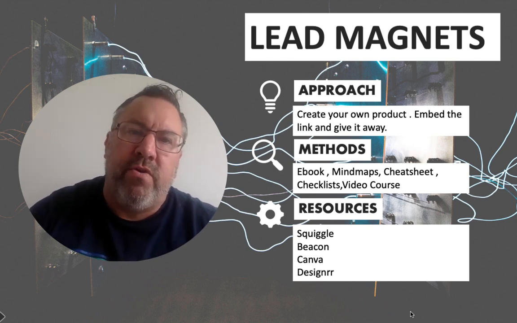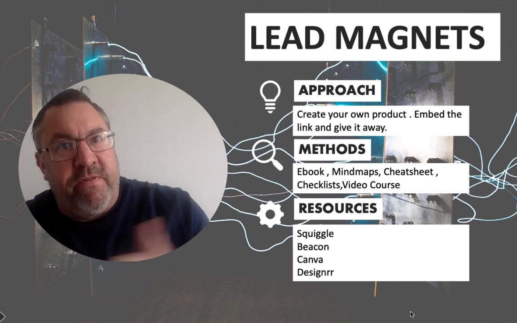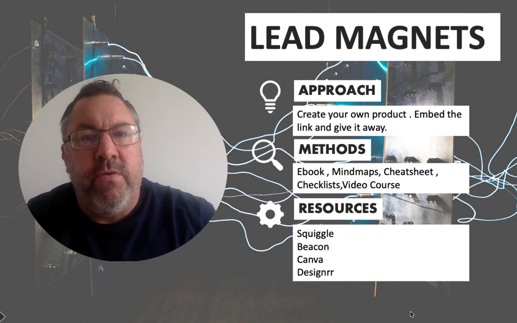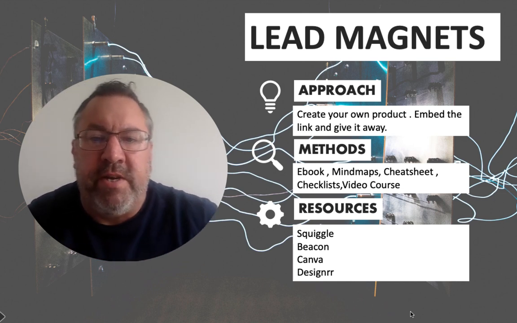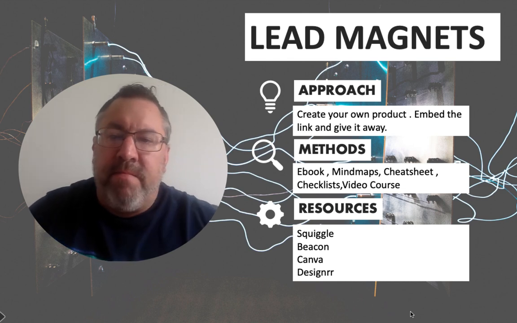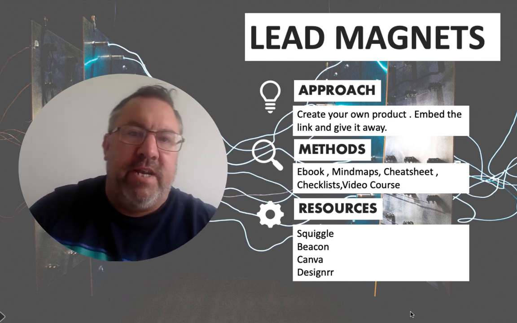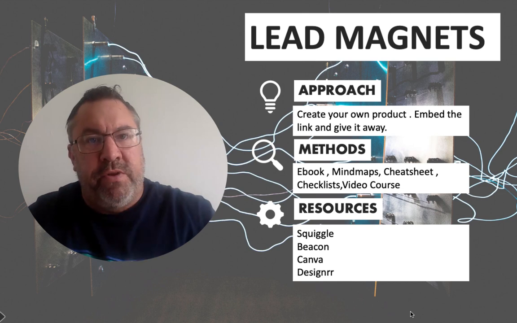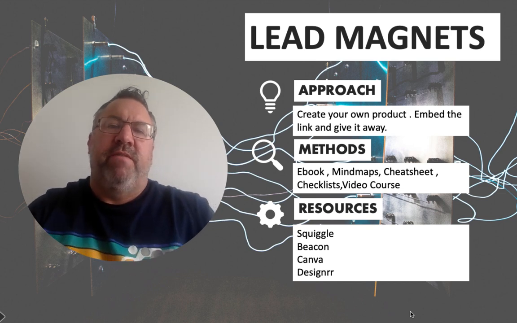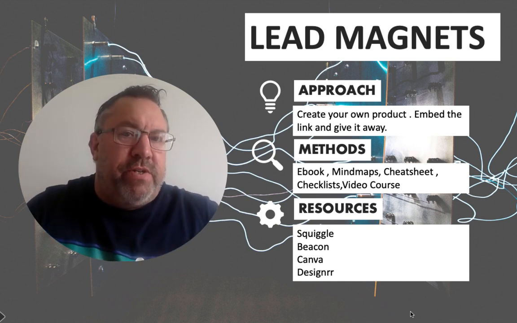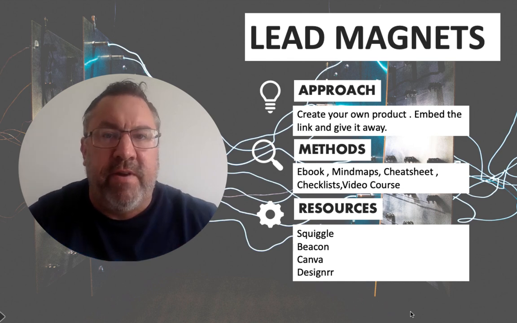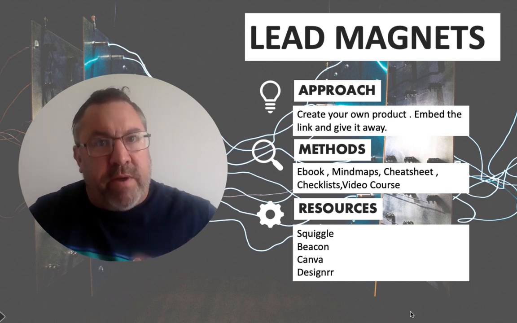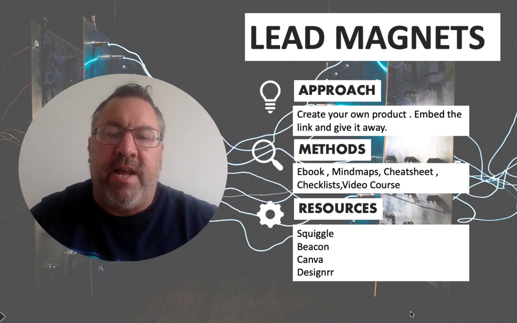So you can create your own product, or you can actually get one from the affiliate directly, and you embed that link and you give that product away. So it could be an ebook, it could be a mind map, it could be a cheat sheet, checklists, video courses. There's lots of different ways that you can do this, but you're essentially giving them something. Better you make it yourself, but essentially you're giving them something for free that then they think, well, I'm going to give them my email address to get that.